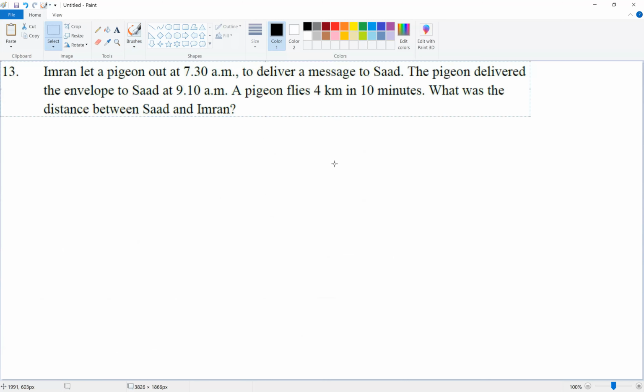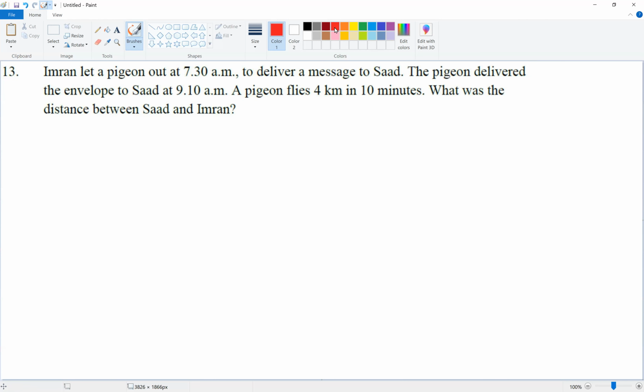All right, 13, Zion. Imran let a pigeon out at 7:30 a.m. to deliver a message to Saad. The pigeon delivered the envelope to Saad at 9:10 a.m. A pigeon flies 4 kilometers in 10 minutes. What was the distance between Saad and Imran?